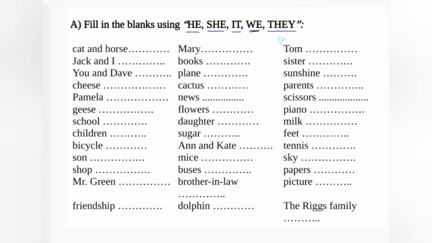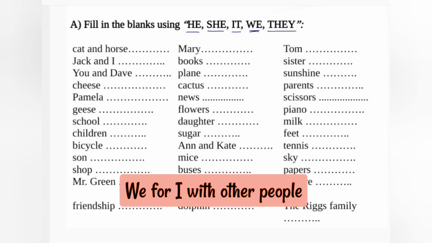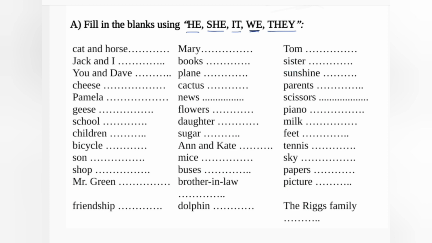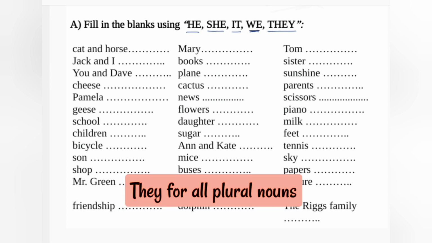Now this we and they both are plural pronouns, but we is first person plural pronoun which we will use when I want to talk about me and my friends with me, and they is third person plural pronoun which we will use when there are more than one persons, animals, places or things.